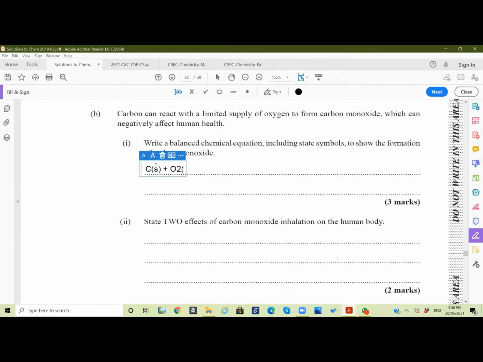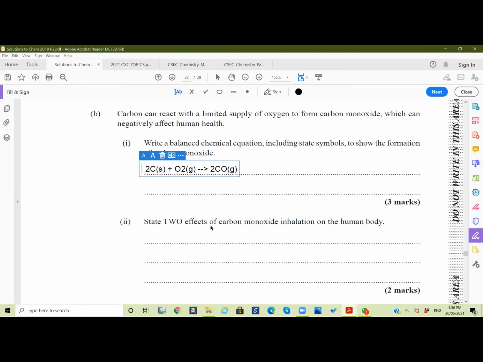Carbon plus oxygen gas, which will give you carbon monoxide, which is also a gas. So this needs to be balanced. There's 2 oxygens there, 1 carbon, 1 oxygen on this end and 1 carbon. The oxygens need to balance, so we put a 2 in front here. Now that the carbon becomes 2, we need to balance the carbon on this end, so we put a 2. Good?